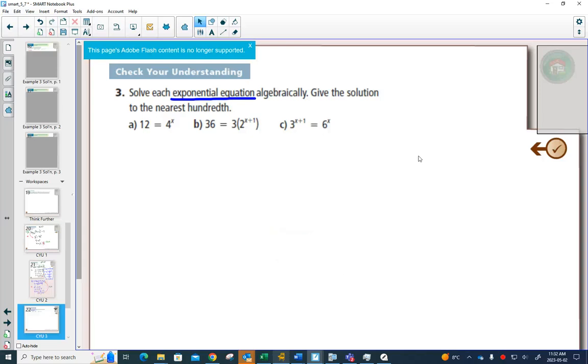Exponential equations is where the x that you're solving for is in the exponent. The first two examples were logarithmic equations because the x that you're solving for was inside the logarithm. These were the ones that we did together in groups yesterday. So you've already seen the strategy, and we're going to look at it again.